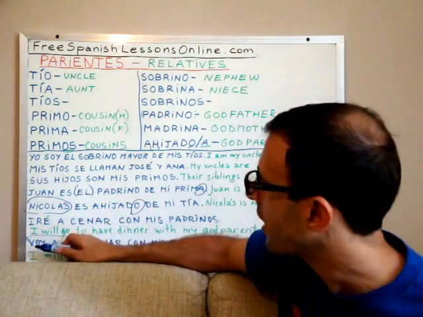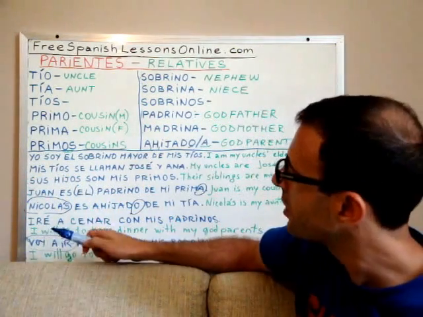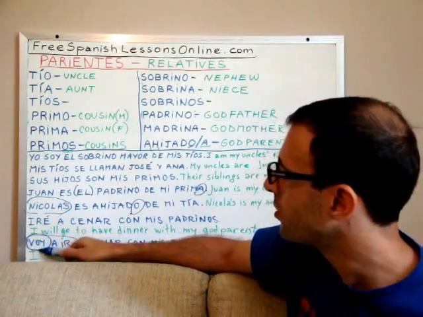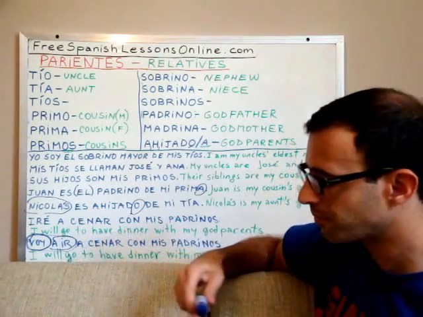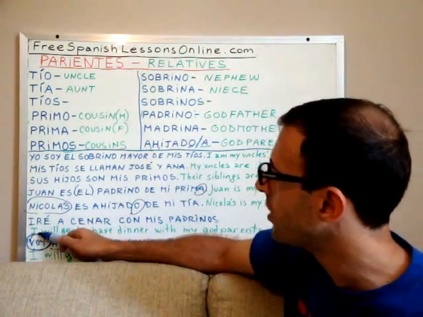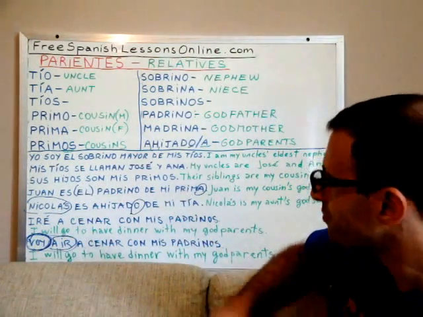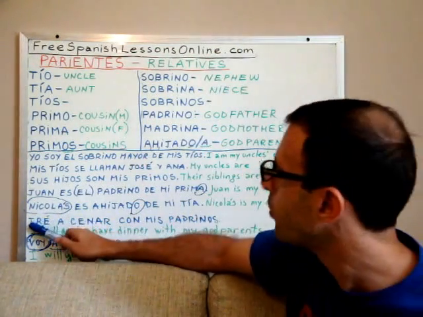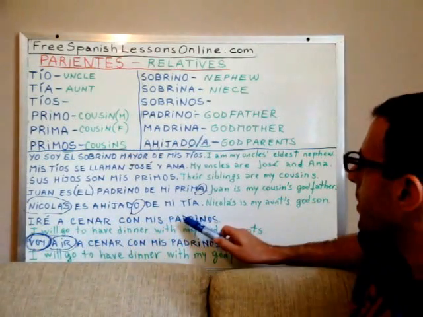As in English, you have will and the verb in infinitive for the future. Here we have the verb voy, right? And infinitive, yes? Only that in Spanish you do need to learn how to conjugate the auxiliary verb, right? That you do need. So, iré a cenar con mis padrinos. I will go to dinner with my godparents.